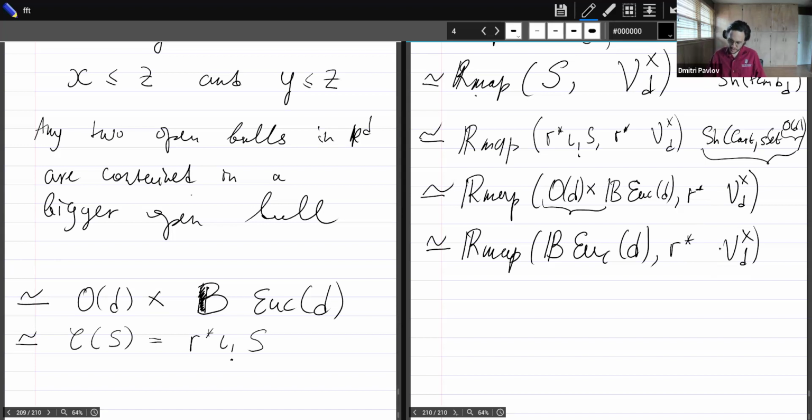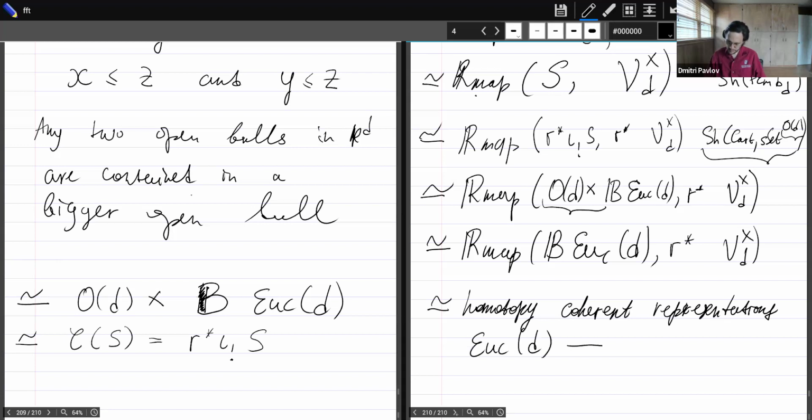And so what is this R map in simpler terms? This is quite literally homotopy coherent representations of the Euclidean group with values in the automorphism Lie infinity group of some object X, where X is an object of V. More precisely, in our case, it will be a fully generalizable object.